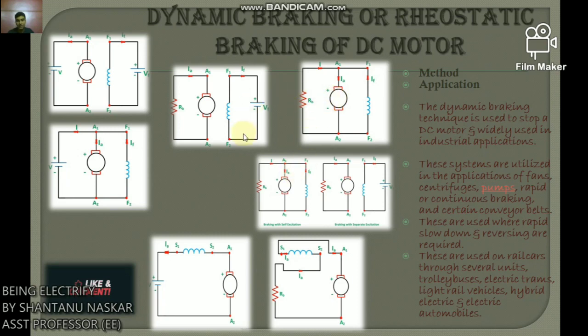The connection diagram of dynamic braking of a DC shunt motor is shown here. When the machine is working in the motoring mode, the connection diagram of shunt motor braking with self and separate excitation is shown here.